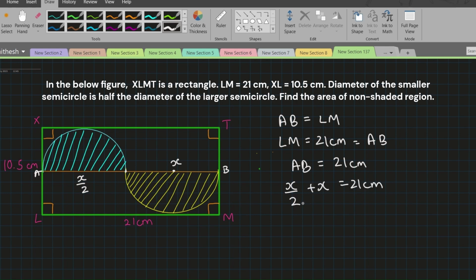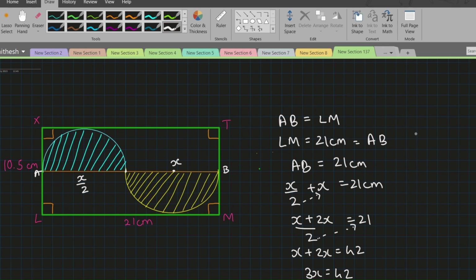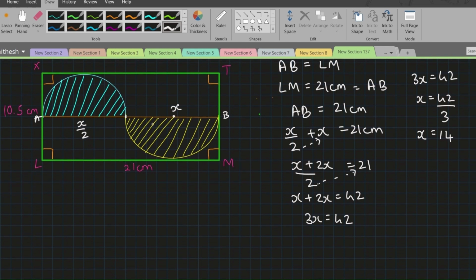Now we cross multiply over here with x, so we get x plus 2x upon 2 equal to 21. Let's take this 2 towards 21, it will get cross multiplied, we get x plus 2x is equal to 42. x plus 2x can be written as 3x equal to 42. 3x will get shifted towards 42, we get x is equal to 42 upon 3. So when we divide 42 upon 3, we get the value of x as 14.